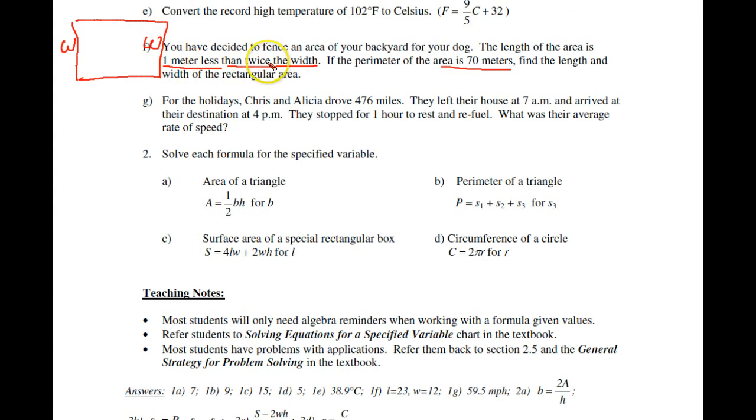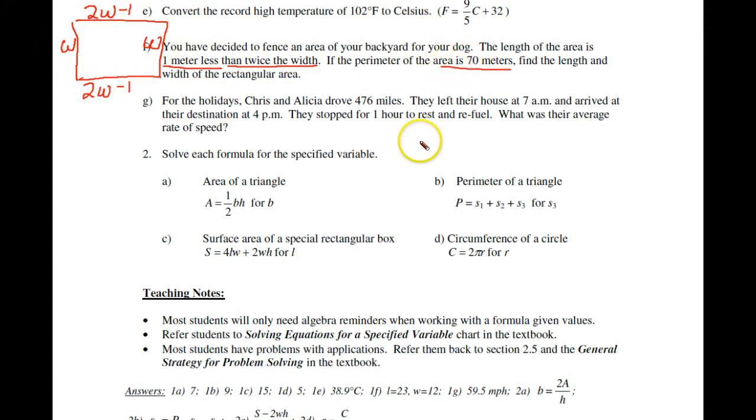And what will our length be? Well, it's going to be twice the width less 1 meter. So it'll be twice the width less 1 meter. And we have 2 of those, don't we? Now we could have used the perimeter formula, but we could also pick it out from here. And all of this is going to equal 70.